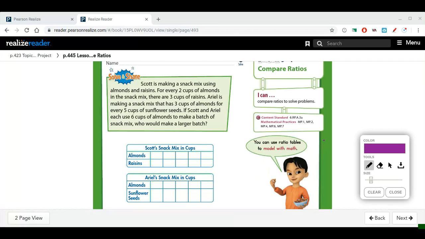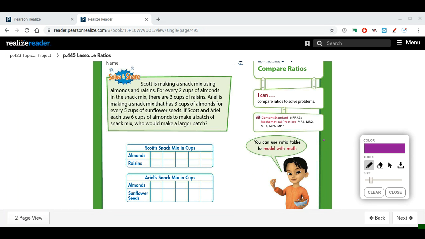Today's lesson, we are going to be looking at comparing ratios. And so we are going to compare ratios by using input-output tables to help us solve problems. And so our very first problem is a solve and share on page 445.